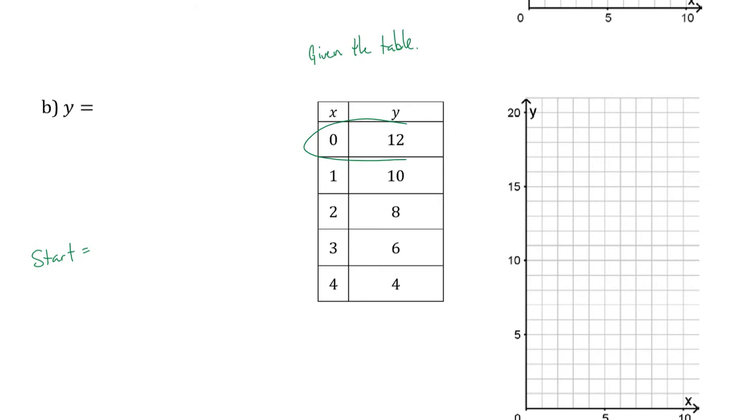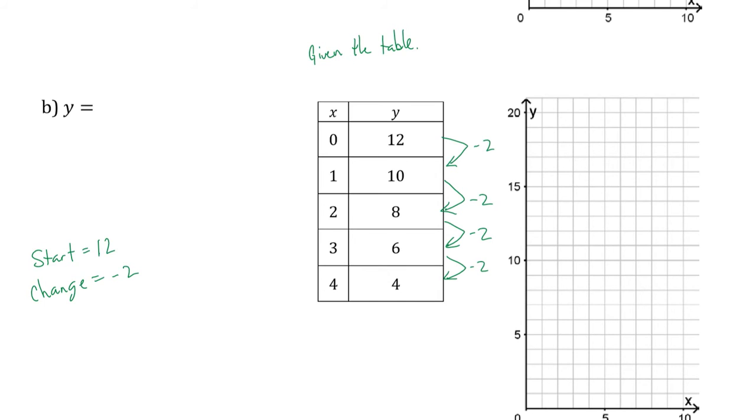My start is how much for 0, so that's 12. And what's my change? Well, I got to do some work for that. So I'm going to look here. That's down 2. I subtracted 2. 12 to 10 is down 2, so minus 2. 10 to 8 is minus 2. 8 to 6 is minus 2. 6 to 4 is minus 2. Okay, so my change is minus 2 because I went down 2 every time.